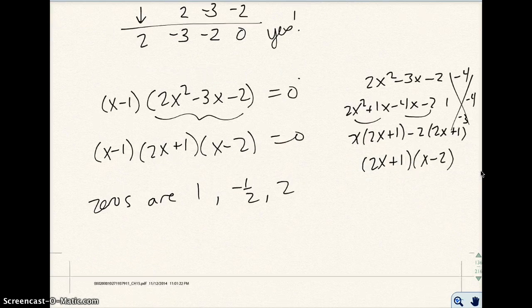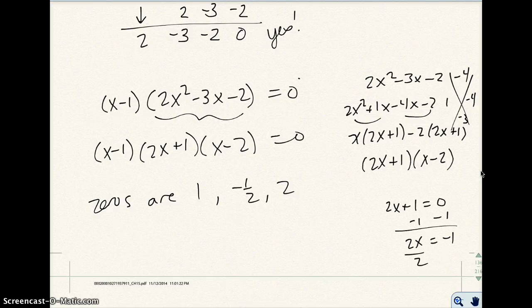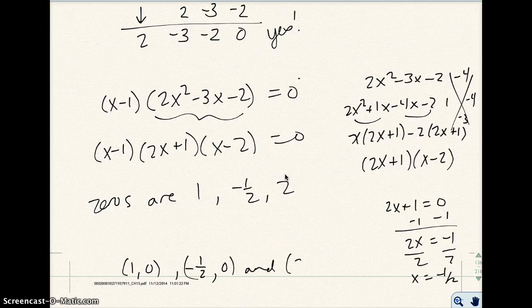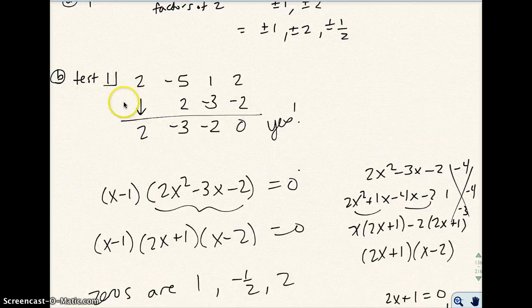How do I get negative 1 half? Well, I know that 2x plus 1 equals 0, so 2x equals negative 1, and x equals negative 1 half. So here are my zeros, and if you want the points, it would be this, this, and this.